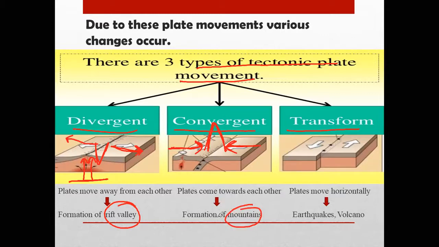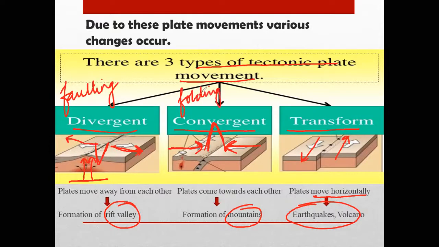Under transform plate movement, if one plate is moving southward, the other moves northward. The plates basically move horizontally and lead to the occurrence of earthquakes or volcanoes. Divergent plate movement leads to faulting. Convergent plate movement leads to folding, and transform plate movements cause earthquakes or volcanoes.